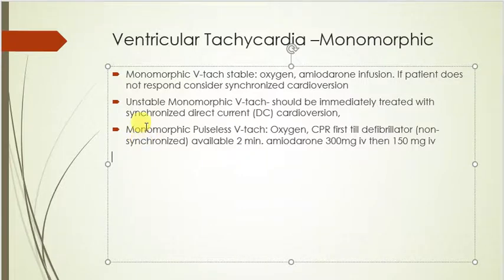You need to be starting that whole chain of survival. Now you may have monomorphic pulseless VTAC, which is unstable VTAC. Like I said, oxygen, CPR till the defibrillator gets there. And of course, you'll give your amiodarone.